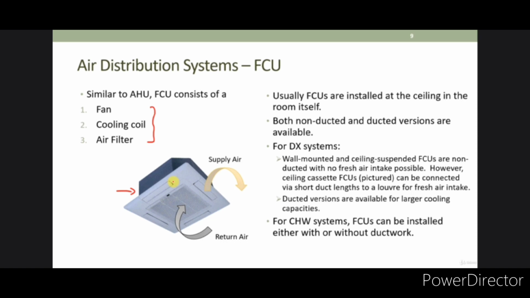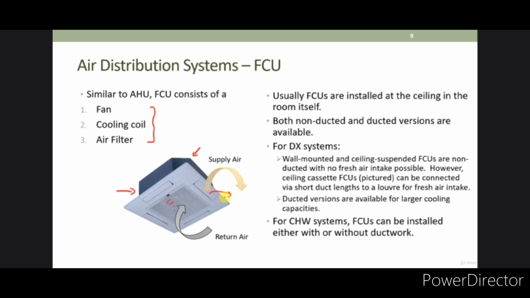Okay, so usually FCUs are installed at the ceiling, and most of the time, if it's this type of fan coil unit, there will be no ducting system. So the cold air will just return back through the grills over here, and the cold air will just come out from the louvers over here. Alright, there's no supply air duct or return air duct, but there are ducted versions around.